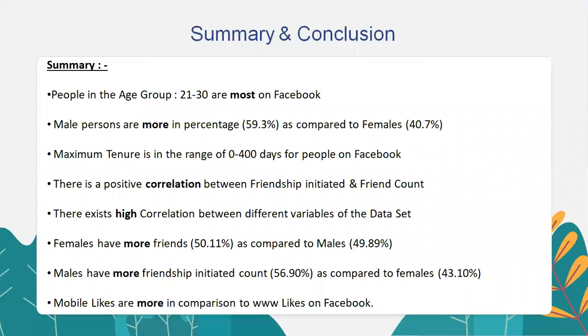So after doing my EDA, I have summarized these points: the people in the age group of 21 to 30 are most on Facebook. Male persons are more in percentage, the maximum tenure is 0 to 400, there's a positive correlation, and so on.